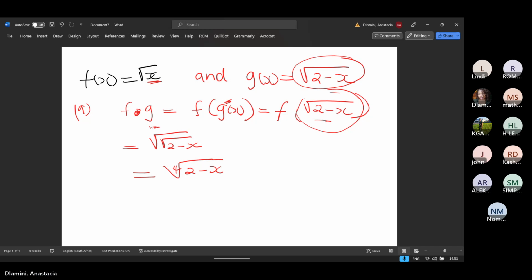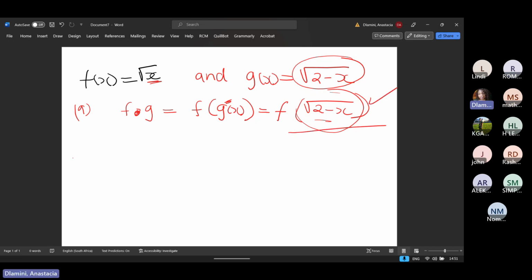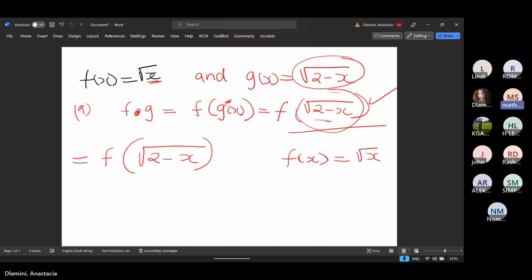Okay, let me do this. Isn't it that we are taking g and putting it inside f of x? Yes, ma'am. It means we end up here. We're saying we take f, we put what? g of x. Remember our f of x was root of x.